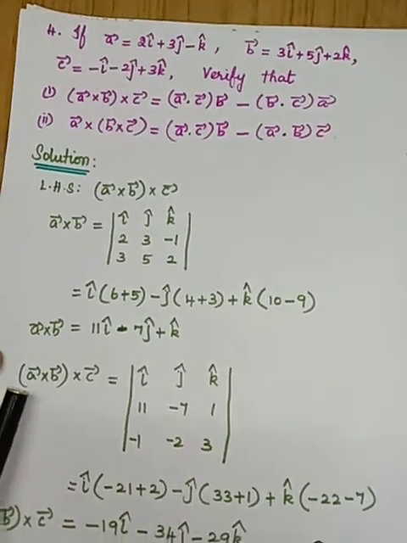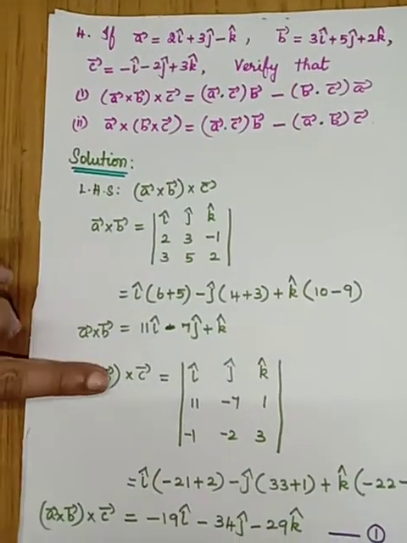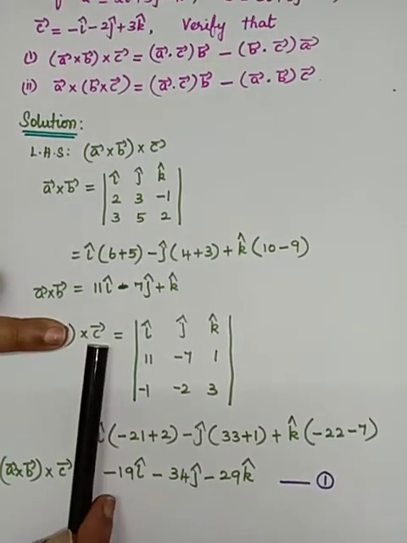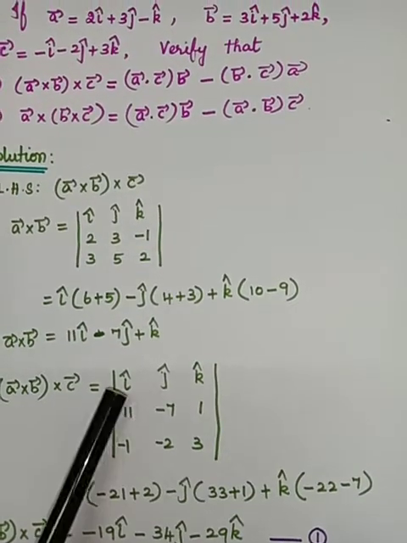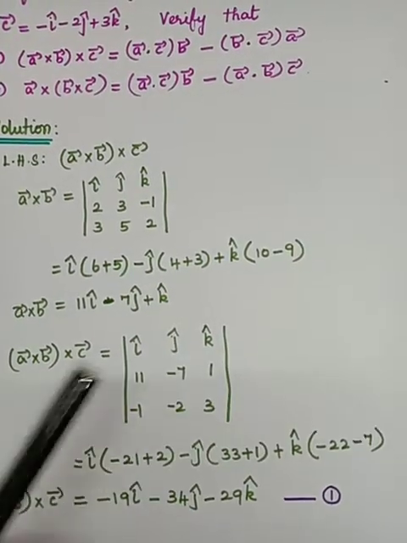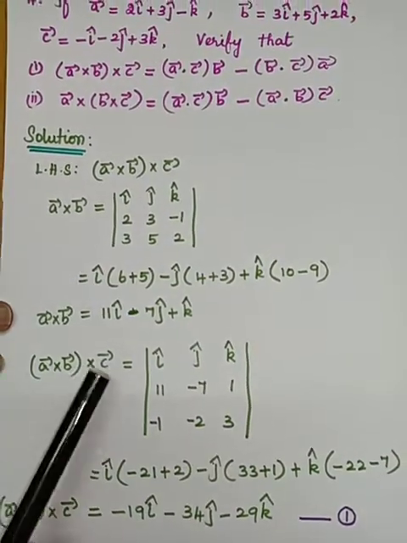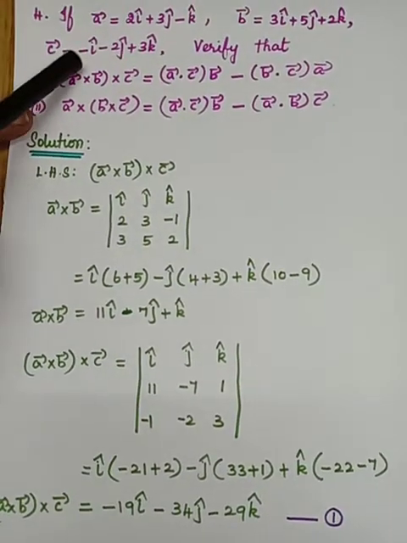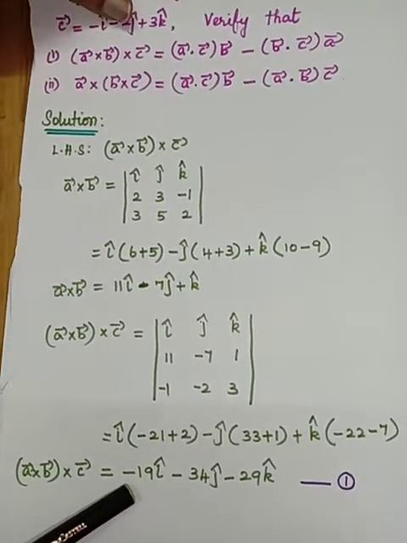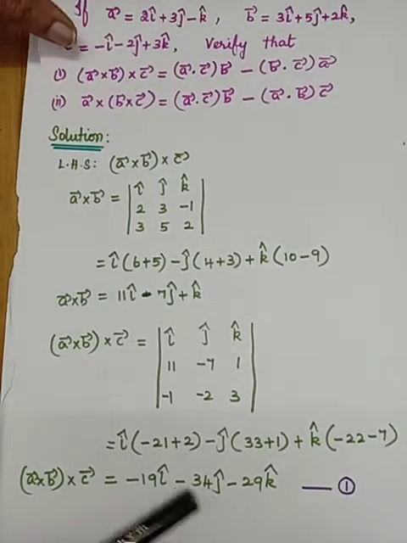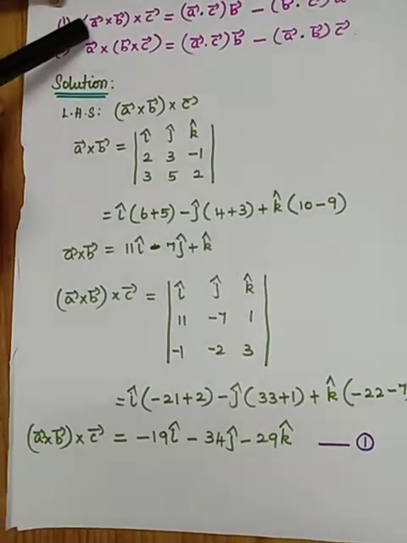So next one, what you are having? A vector cross B vector cross C vector. So you take this as a single vector. So second vector is C vector. In between you are having a cross. So you have to use the determinant. First row I, J, K. Second row, the components of A vector cross B vector. So 11, minus 7, 1. Then C vector components is minus 1, minus 2, 3. So while you are evaluating, you will get this answer: minus 19 I cap, minus 34 J cap, minus 29 K cap. So you mark this as 1 because we have completed the left hand side.